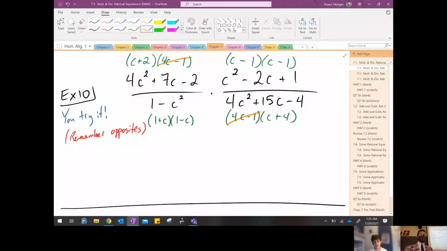Okay. However, what did I say over here in red? Okay, what do I mean by opposites then? Is there a pair of opposite factors up there? Paul, what pair do you see?